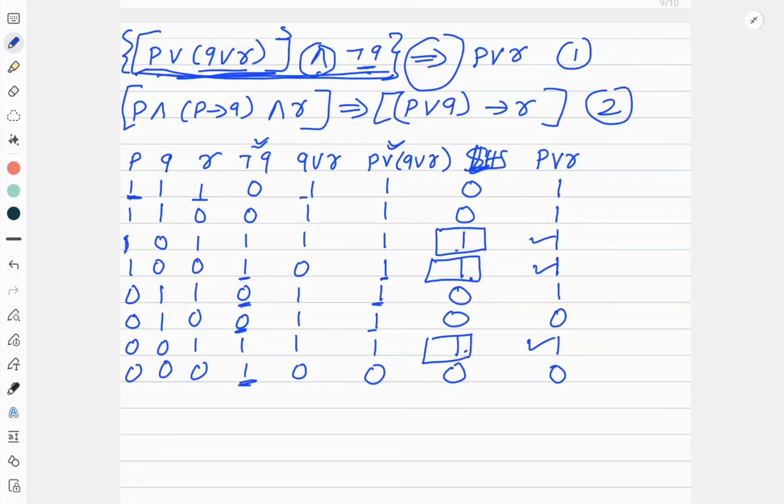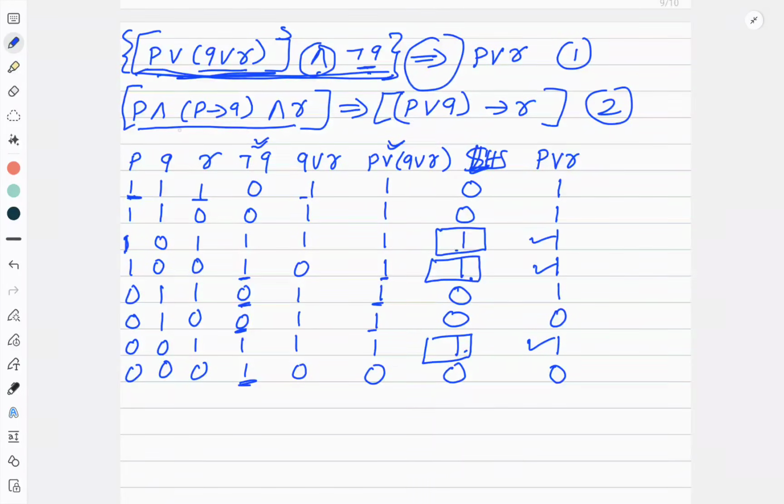Now understand your necessary and sufficient condition. See here, the right hand side has value 1 so many times, but here it is not 1. So I am not going to check right hand side to left hand side. I have to check left hand side to right hand side. Okay, now in the same way you do this question.